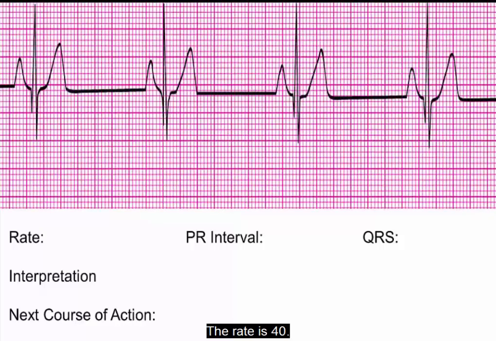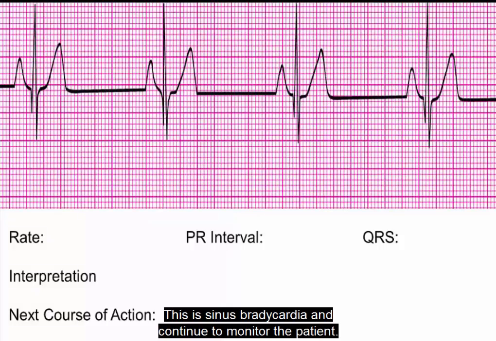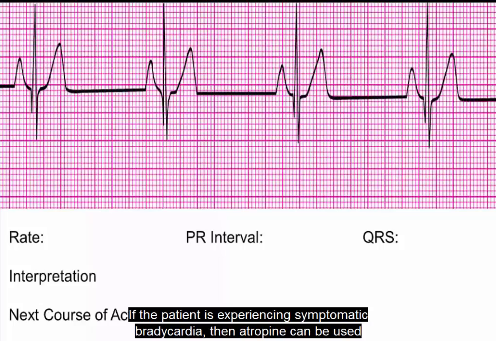The rate is 40, the PR interval is 0.2, the QRS is 0.08. This is sinus bradycardia, and continue to monitor the patient. If the patient is experiencing symptomatic bradycardia, then atropine can be used to increase the heart rate and conduction through the AV node.